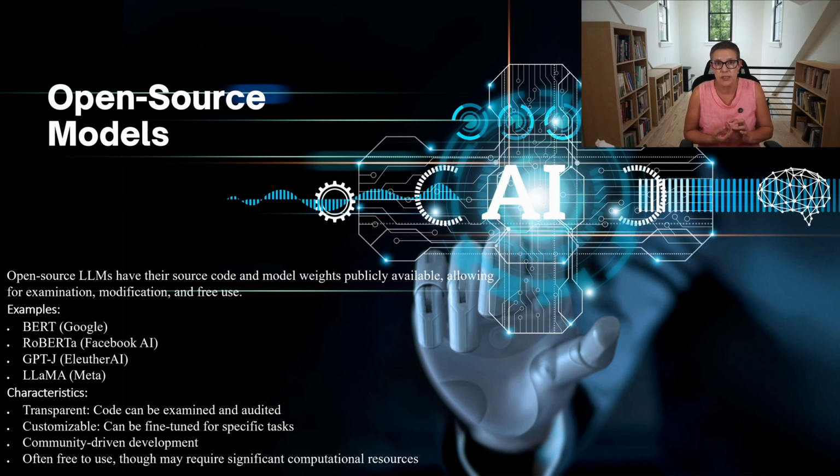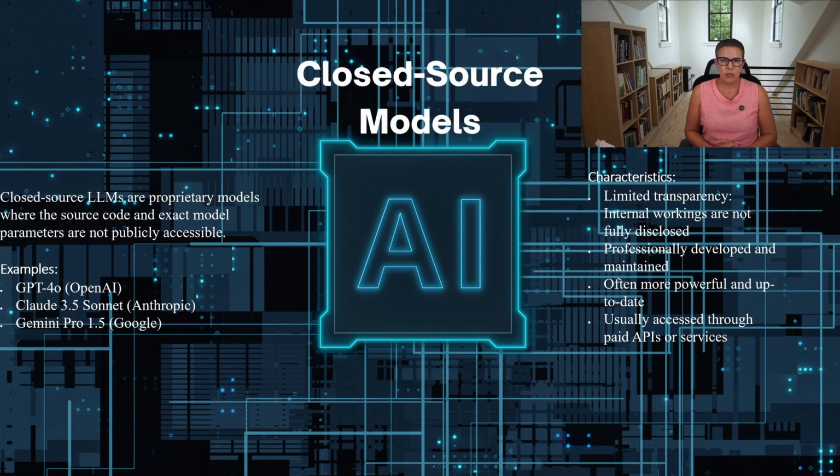Several examples include GPT-J, an open source language model, or Meta's Llama. Humanities applications are vast. They can be used for digital humanities tools, collaborative AI models for language processing, and for more. Closed source LLMs are proprietary models where the source code and exact model parameters are not publicly accessible.